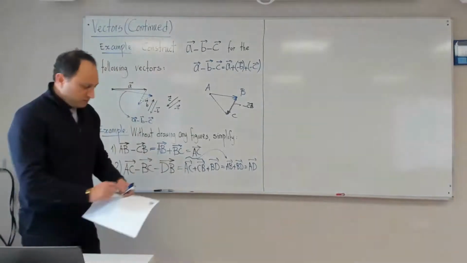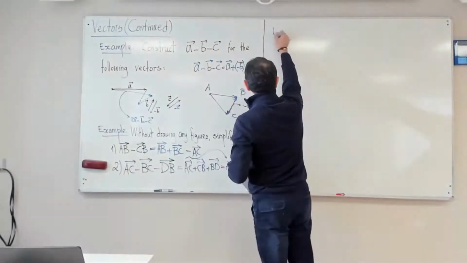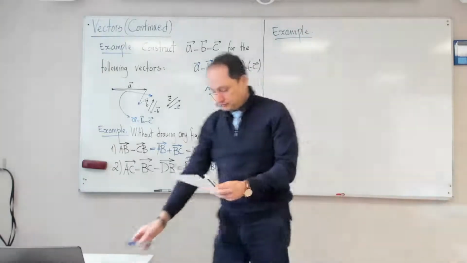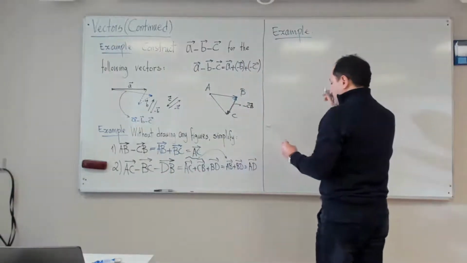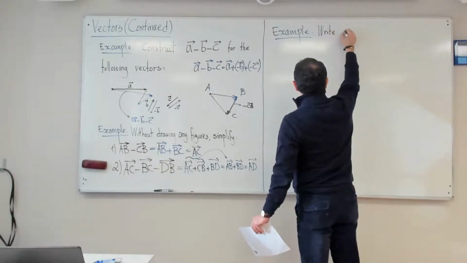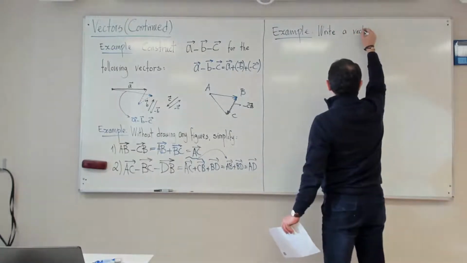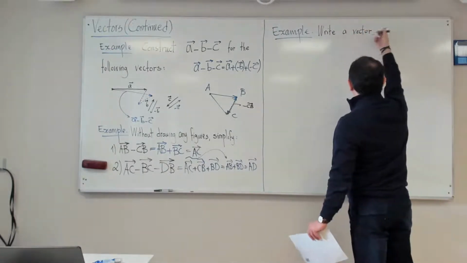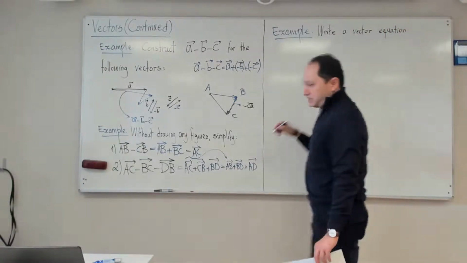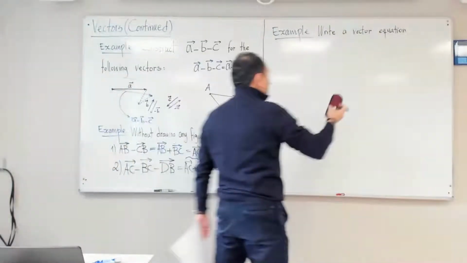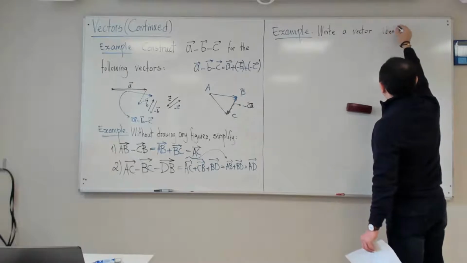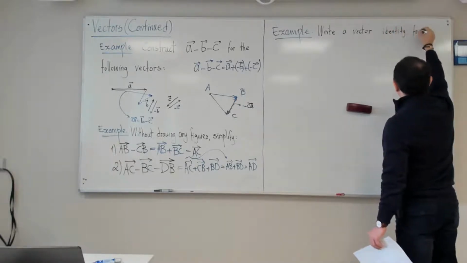There are some questions in the book even like this. So, example. Write a vector equation for each figure. Write a vector equation or relation, it doesn't matter. Equation means equality, which is always correct. So let me write, equation is not good, let me write identity. Identity means something that is always true. Write a vector identity for each figure.